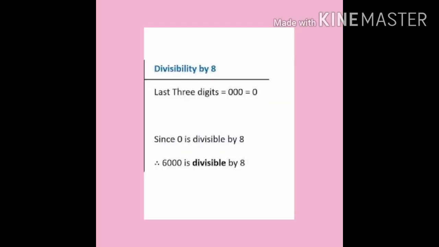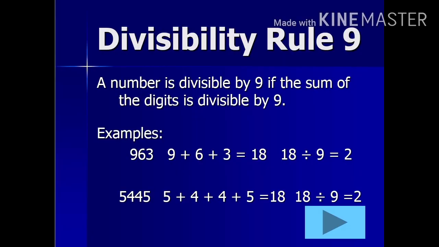There is one more way. If the last 3 digits of a number are 0, then that number is divisible by 8. For example, 6,000. The digits in the ones, tens and hundreds place are 0. So 6,000 is divisible by 8. Is it clear? So now we will understand the divisibility rule of 9.